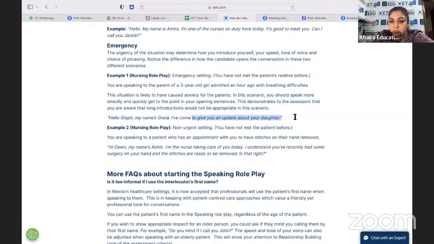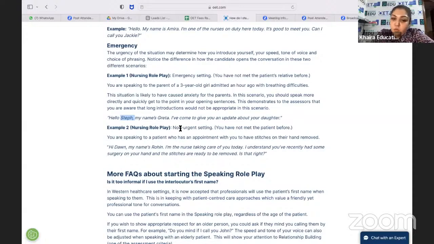I've come to give you an update about your daughter. Or even if you don't want to assume the parent's name, you could say, hello, I'm Greta. What's your name? Okay, Steph, I'm here to give you an update about your daughter. Right? So here we are not getting into that courtesy of how may I address you, what do you prefer that I call you, or using long sentences like I am the nurse looking after your daughter. So no long introductions or long opening sentences. In emergency situations, be very direct, come to the point very quickly.